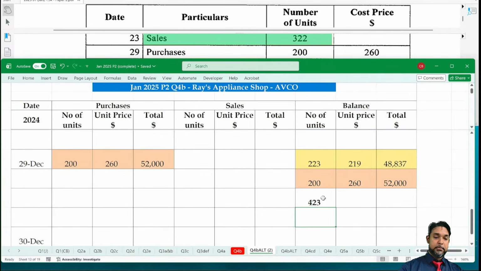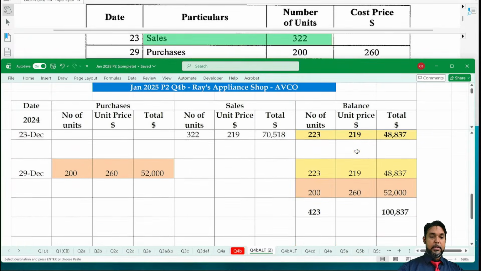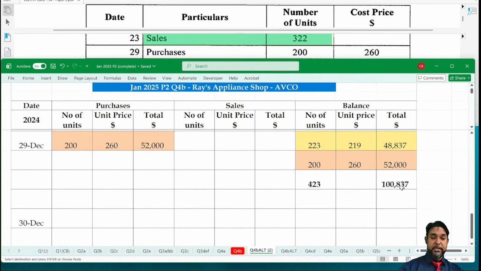So 223 and 200 is 423. And then this will give us about 100,837. This is where we have to calculate the figure in the middle here, and that comes from dividing the 100,837 by the 423. And that gives us, in this case, 238.